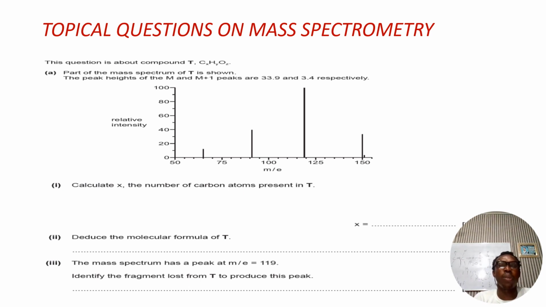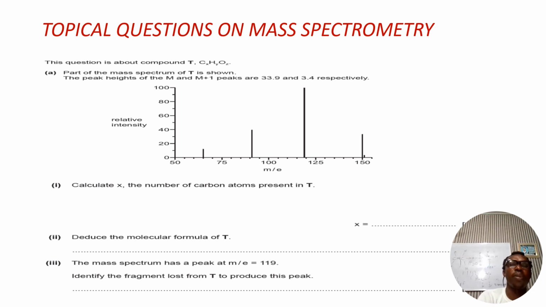Part of the mass spectrum of T is shown. The peak heights of the M, which is the molecular ion, and the M plus 1 peaks are 33.9 and 3.4 respectively. Now you are given the mass spectrum of compound T, which is a graph of relative intensity against the mass to charge ratio. You are asked to calculate the number of carbon atoms present in T.